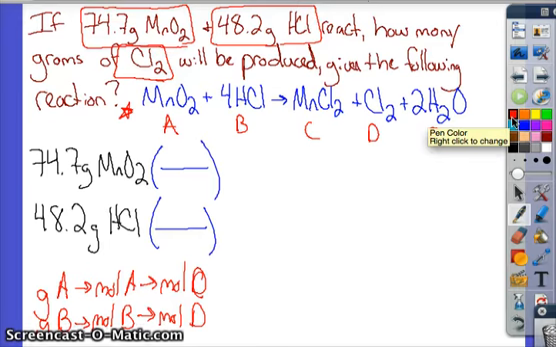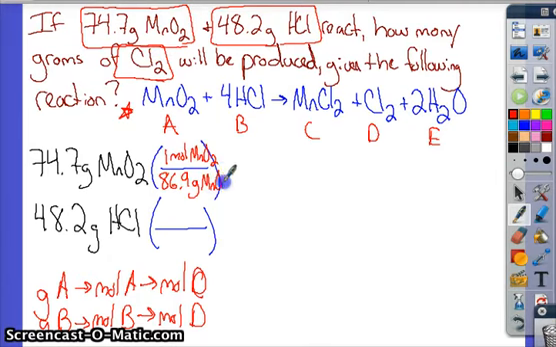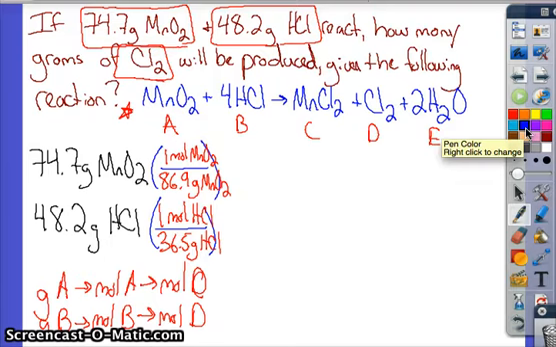We know that 1 mole of MnO2, add up the total molar mass of 1 Mn and 2 oxygen, and you get 1 mole of MnO2 is equivalent to 86.9 grams of MnO2. 1 mole of HCl is equivalent to 36.5 grams of HCl. Now we have moles. We've gone from grams to moles.